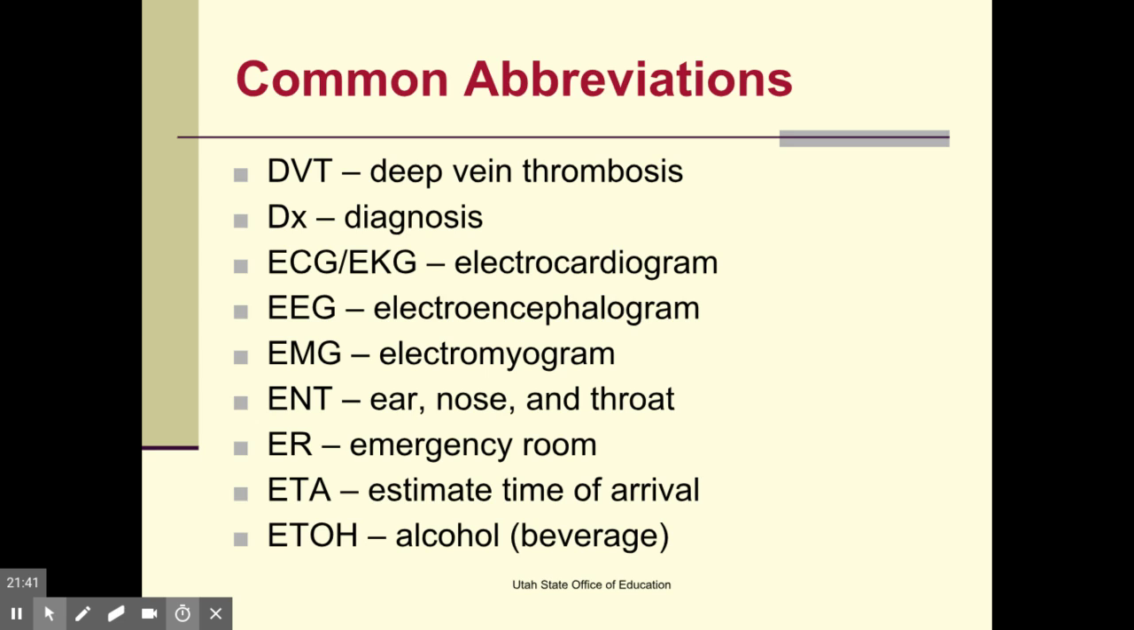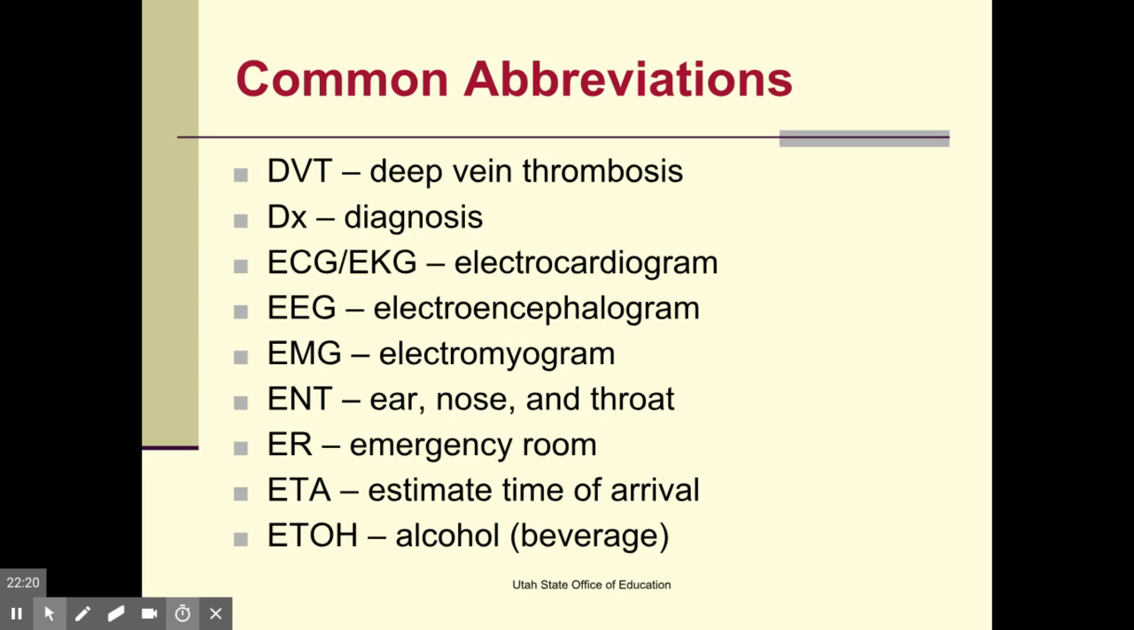DX, we use that for diagnosis. EKG or ECG, we both use for an electrocardiogram, which is that tracing of the heart. EEG is electroencephalogram, which is being able to do a tracing of the electrical conductivity of the brain. EMG, electromyogram, we don't use that as much. We just usually write out electromyogram, and that's the muscle activity, a graph of the muscle activity. ENT, ear, nose, and throat. We do still use ENT some.